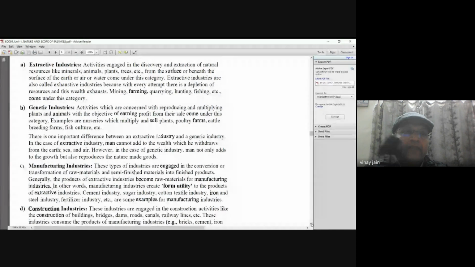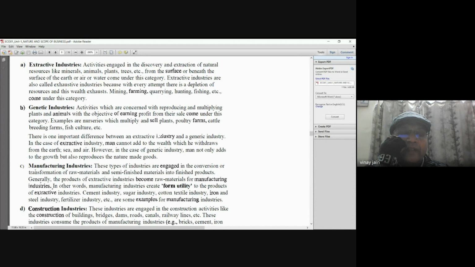Guys, if we are talking about the extractive industry, it means the industries involved in mining, farming, quarrying, hunting, fishing come under this category. And if we talk about the genetic industry, you have cell plant, poultry farms, cattle breeding farms, fish culture.